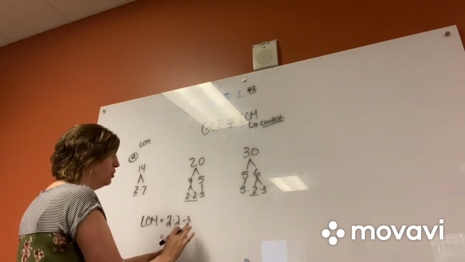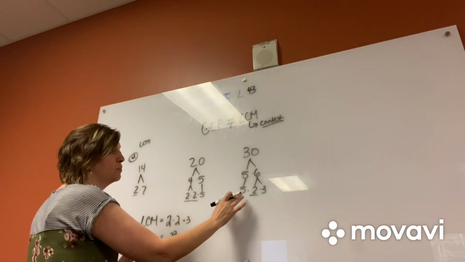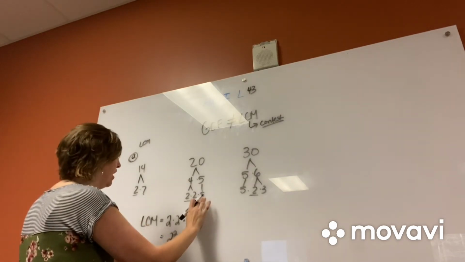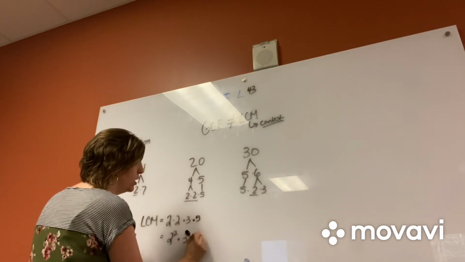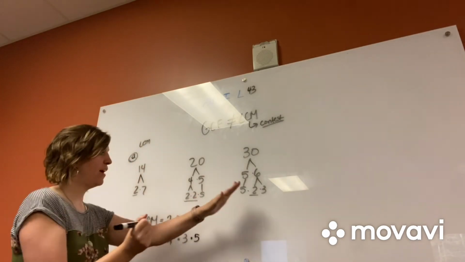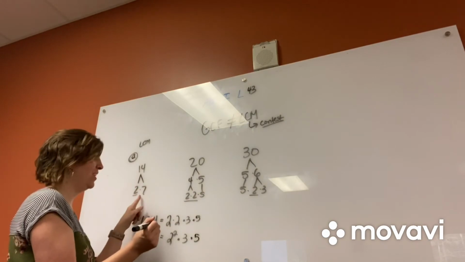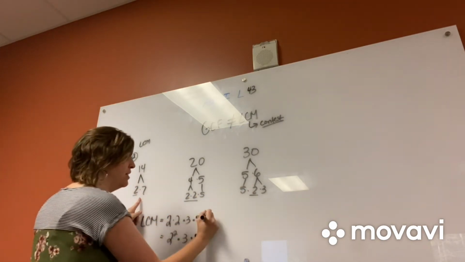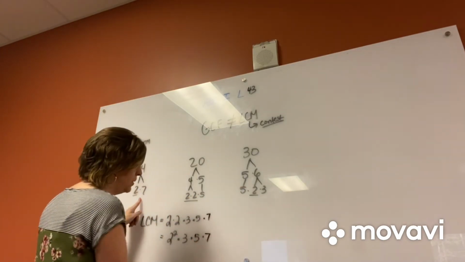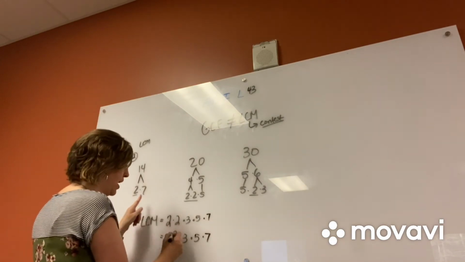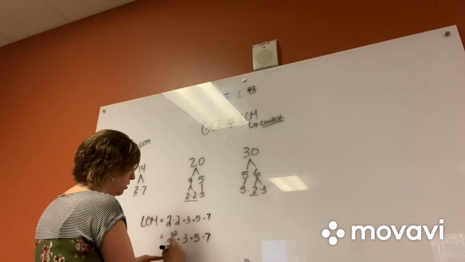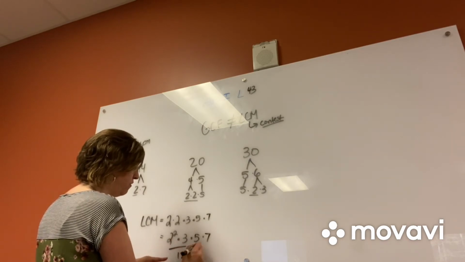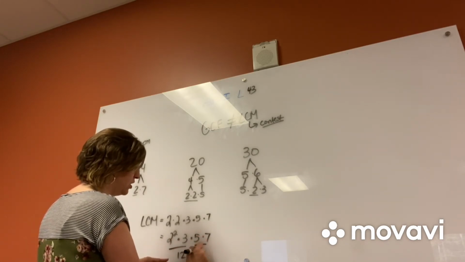Now, I've used 2, I've used 3. The next prime number is 5. Here's 1 5, 1 5, and no 5s. So we write 5 1 time. All right, any other factors you see? 7. 1 7, and that's it. So now I'm just going to multiply all this together. So I know that 2 squared is 4. 4 times 3 is 12. And I know that this is 35.